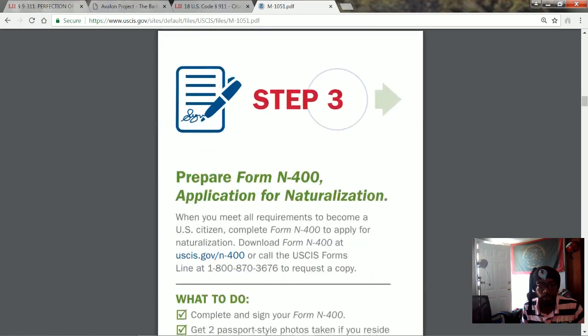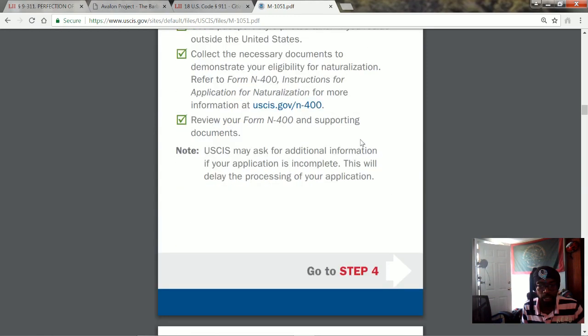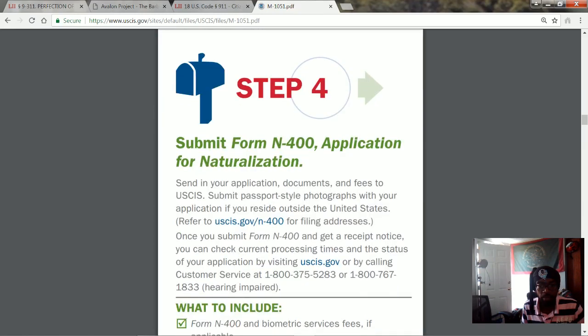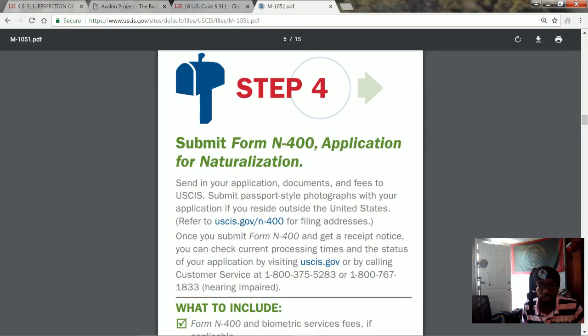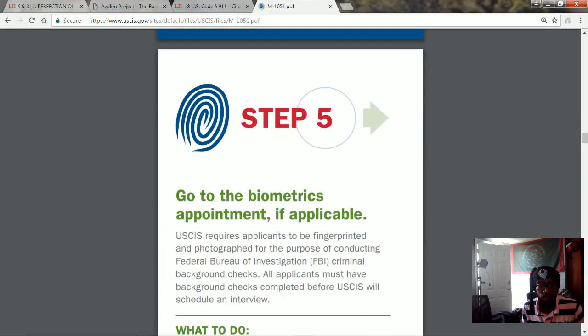Step 3. Prepare Form N-400, application for naturalization. All right. Submit Form N-400, application for naturalization. Step 5. Go to the biometrics appointment if applicable. USCIS requires applicants to be fingerprinted and photographed for the purpose of conducting Federal Bureau of Investigation criminal background checks. All applicants must have background checks completed before USCIS will schedule an interview.